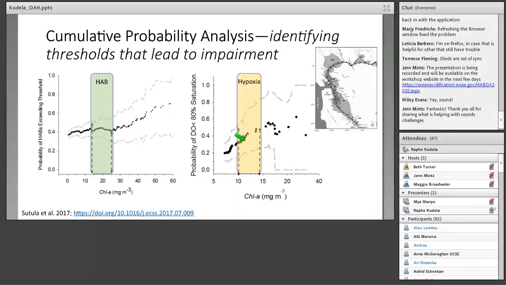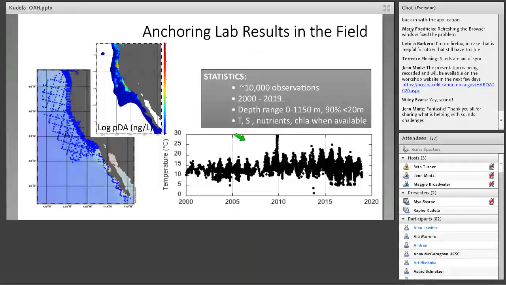Using that as a background of how this analysis works, some of you may have seen this presentation, but we've gone in and tried to anchor that sort of analysis in field data looking at Pseudo-nitzschia and domoic acid.